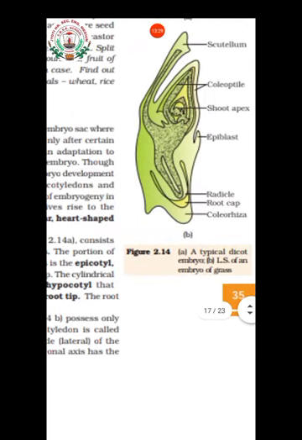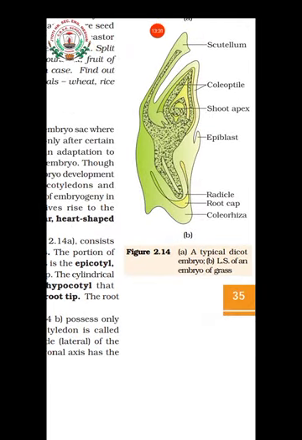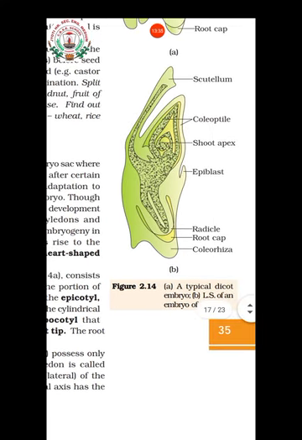embryo. This is actually the LS, longitudinal section, of an embryo of the grass. So this diagram also you have to practice. Practice this diagram also. Okay, let us do some revision of the chapters that are going to come for your exam.